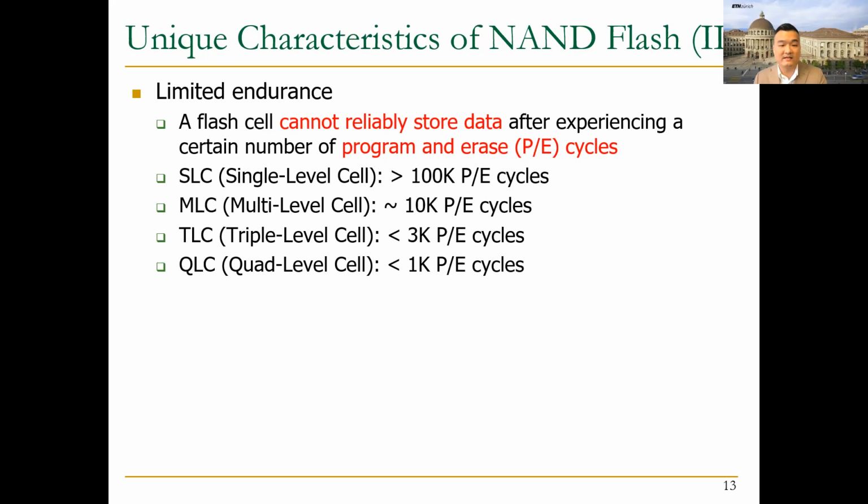For single-level cell NAND flash memory, for example, where a single cell stores only 1 bit, the maximum number of P/E cycles was larger than 100K. However, in QLC NAND flash memory, where each cell stores 4 bits, after less than 1K P/E cycles, a page can no longer store data reliably.